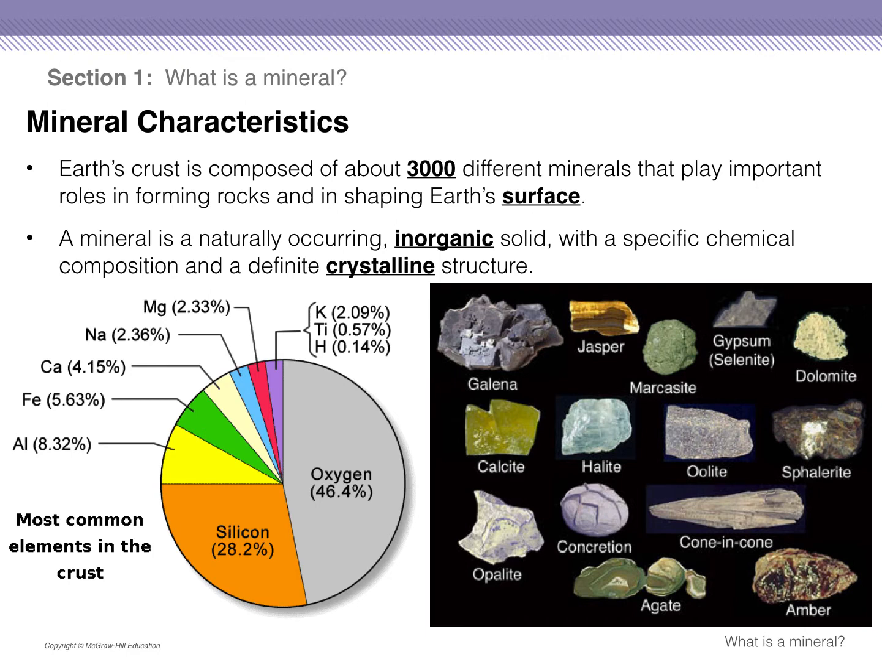If you look at the pie chart on the left, you see the most common elements in the Earth's crust. Oxygen being 46.4%, followed by silicon, aluminum, iron, calcium, sodium, magnesium, and then small bits of potassium, titanium, and hydrogen. On the right, you see some samples of minerals that we're going to be talking about.